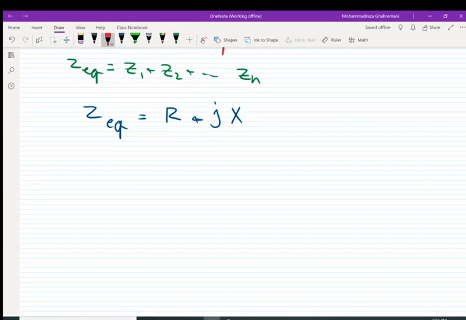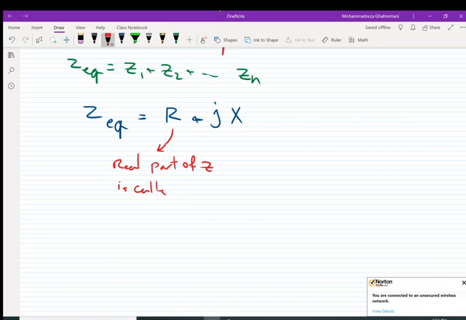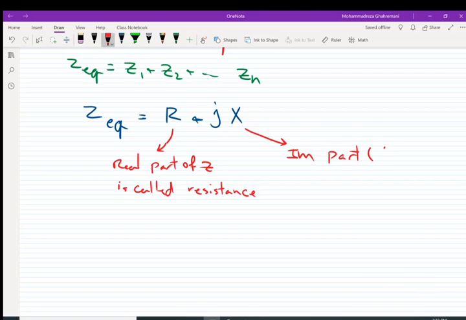So we can say that the real part of Z is called resistance, and the imaginary part of Z is called reactance.